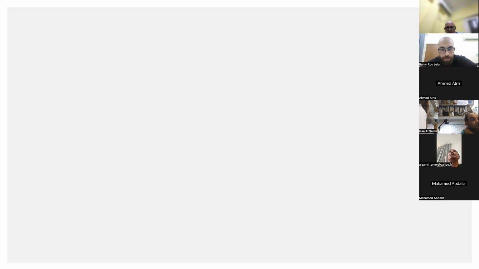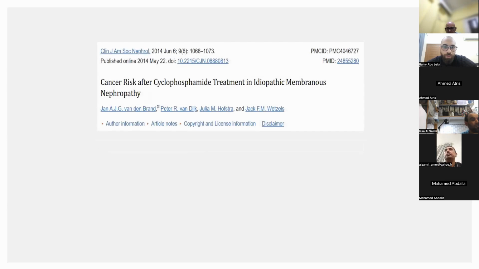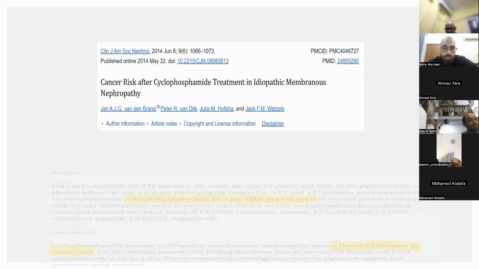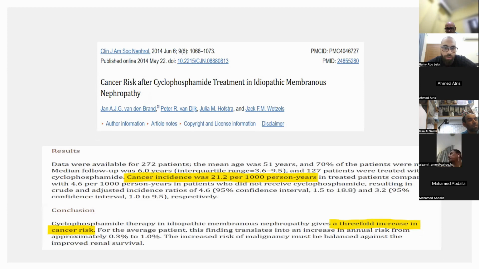So once you have membranous, it's not the final root of your diagnosis. You still have to diagnose the underlying cause. Is it primary or secondary? And this is not the only problem here, because you can see here, published in the American Society of Nephrology in 2014, cancer risk after cyclophosphamide treatment of primary membranous, and clearly there is a 3-fold increase in cancer risk once you treat your patient with cyclophosphamide.